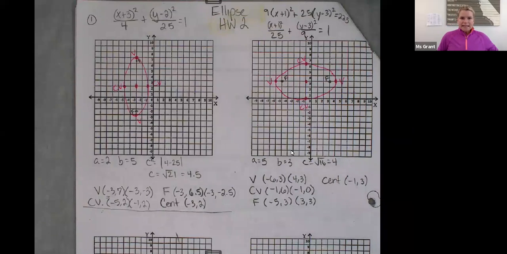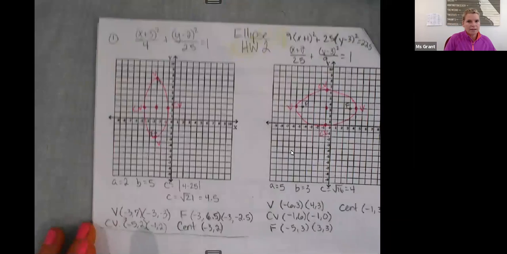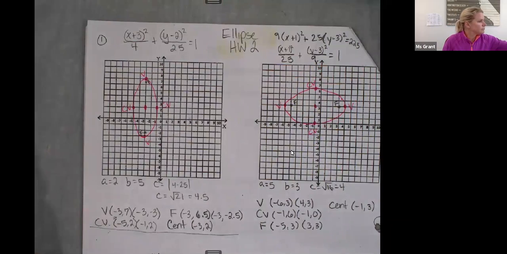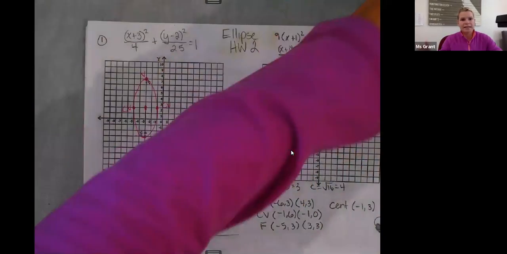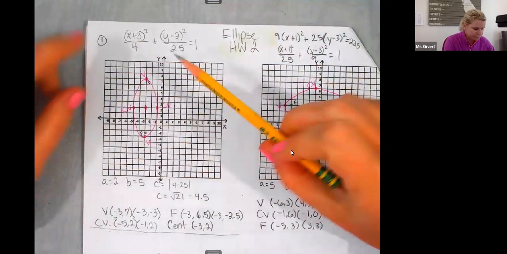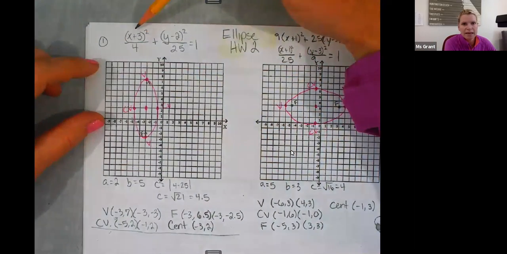All right, so these are the answers to Ellipses, Homework Number 2. The center was at (h, k), so the center was not at (0, 0). As you can see, the center is in the numerator of the fraction. It's the opposite sign, so it's going to be -3 and +2, right?